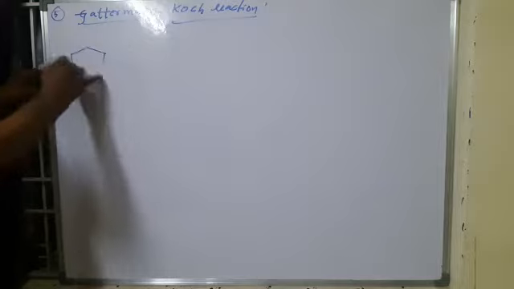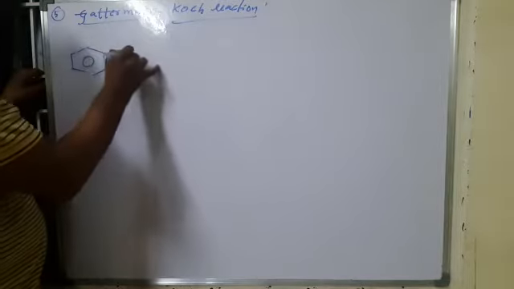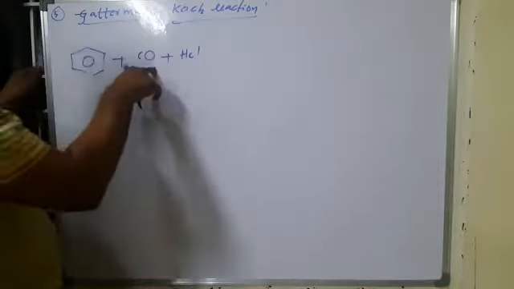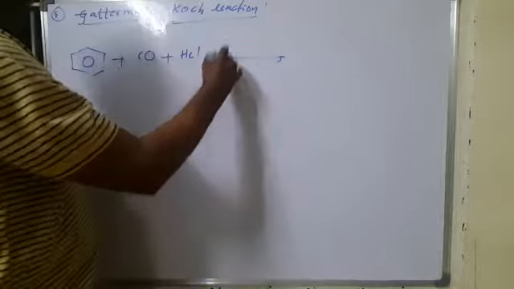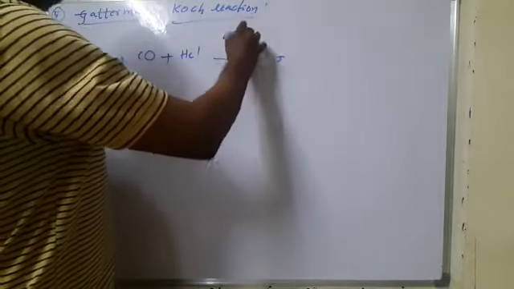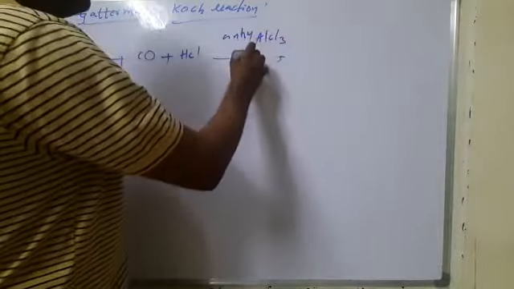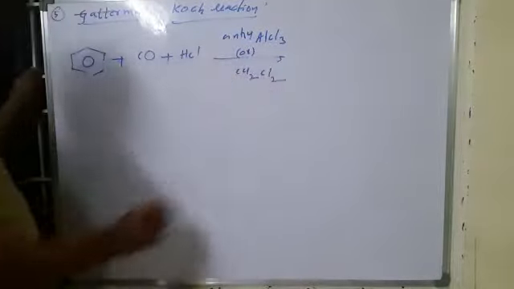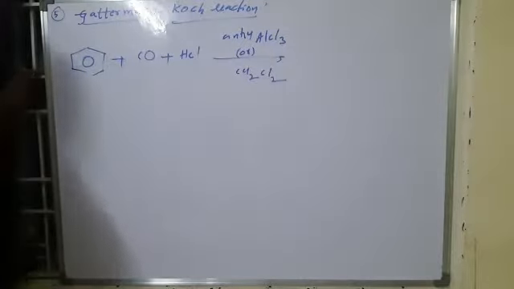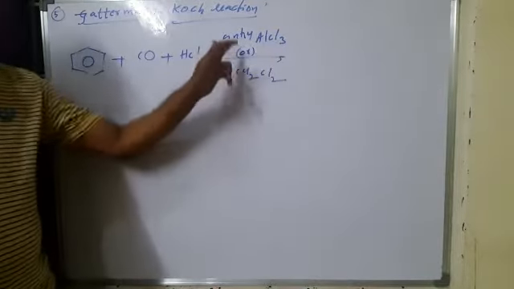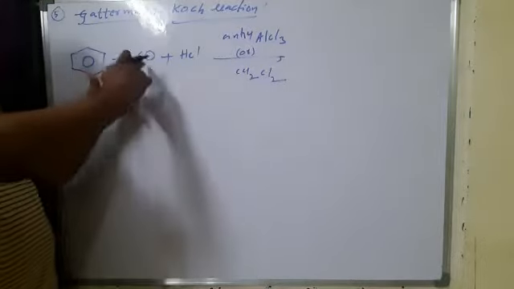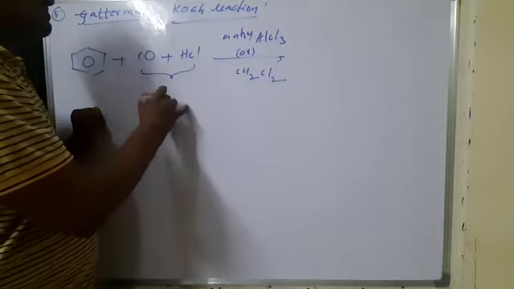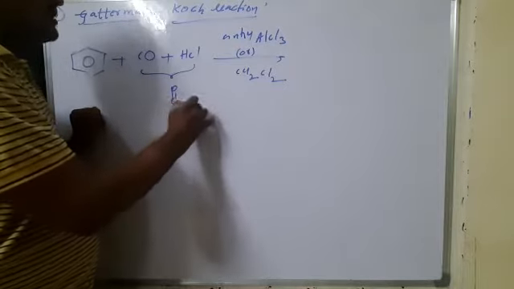In the Gattermann-Koch reaction, benzene is treated with carbon monoxide plus HCl, hydrochloric acid, in the presence of anhydrous AlCl3, aluminium chloride, or cuprous chloride, Cu2Cl2. This is called cuprous chloride, copper in +1 oxidation state. So this cuprous chloride or anhydrous Lewis acid, when reacted with carbon monoxide plus HCl, both give the electrophile formyl.